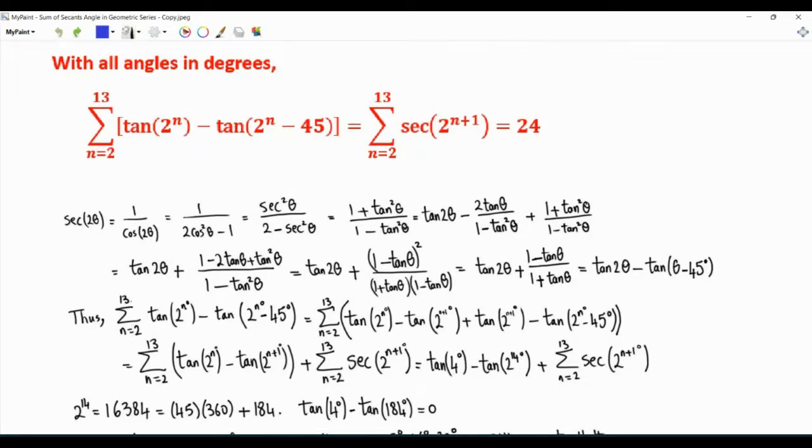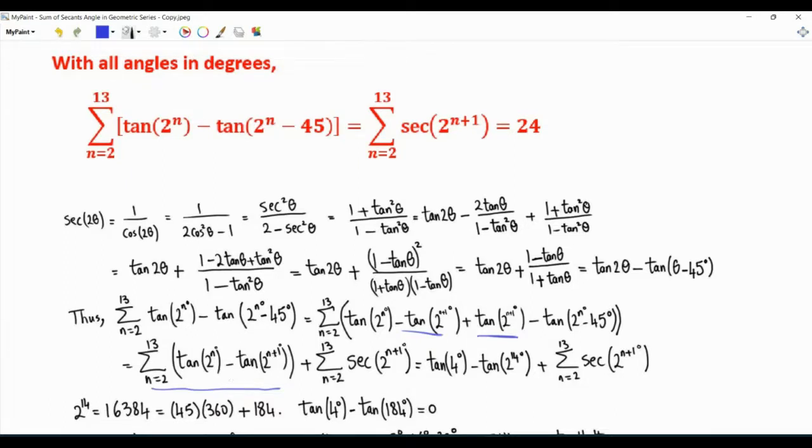So we have summation n from 2 to 13, tan 2 to the n degrees minus tan 2 to the n degrees minus 45 degrees. Insert plus tan 2 to the n plus 1 degrees minus tan 2 to the n plus 1 degrees, and then split this summation into two sums. One of them will be summation n from 2 to 13, tan 2 to the n degrees minus tan 2 to the n plus 1 degrees.